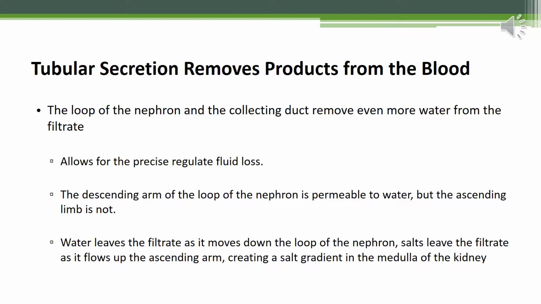The descending arm of the loop of the nephron is permeable to water, but the ascending limb is not. So water leaves the filtrate as it moves down the loop of the nephron, whereas salts leave the filtrate as it flows up the ascending arm, creating a salt gradient in the medulla of the kidney. And this process is key to regulating the concentration of water in blood and also the concentration of the salts in blood and urine.